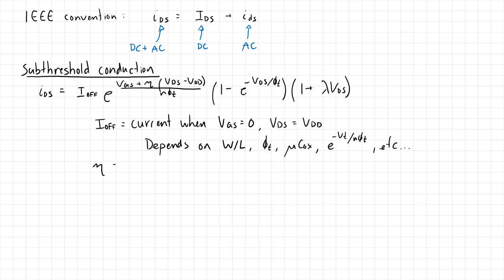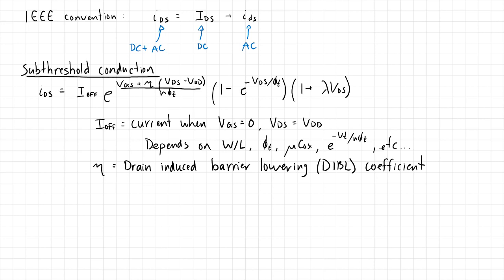Eta is the drain induced barrier lowering coefficient, or the DIBL coefficient. And lambda is the usual channel length modulation coefficient. Channel length modulation. Same thing that you've learned in your previous courses on circuits.